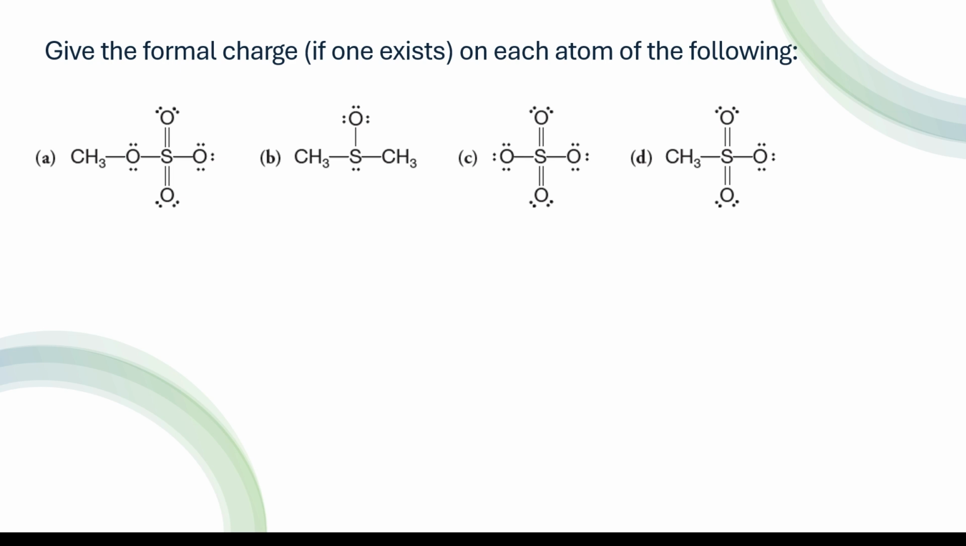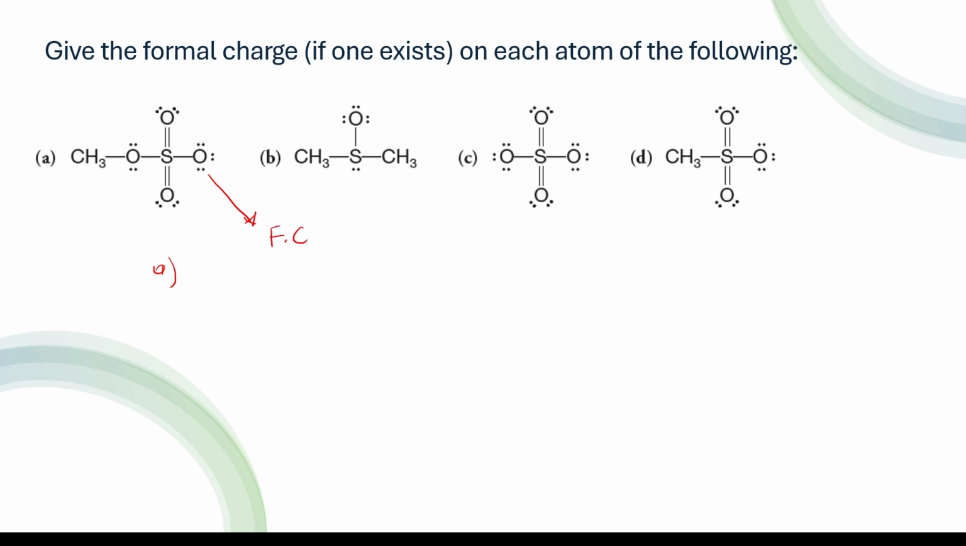In the first option, A, we have a variety of atoms on this molecule. I'm going to specifically select one atom that has a formal charge, this oxygen atom. How can we calculate formal charge? There are two ways. The first one is using a formula, and I will write a formula here.